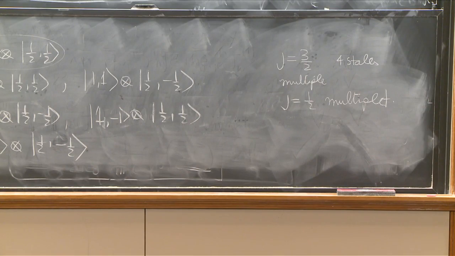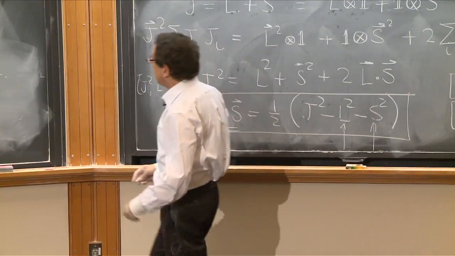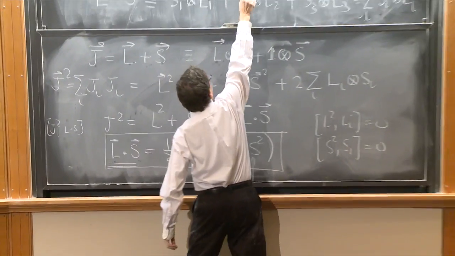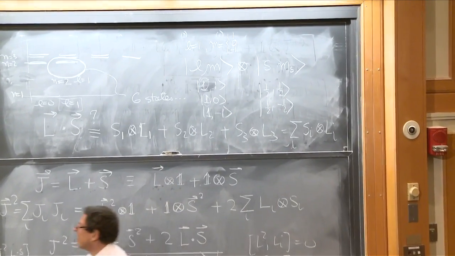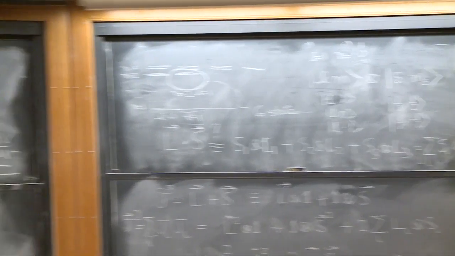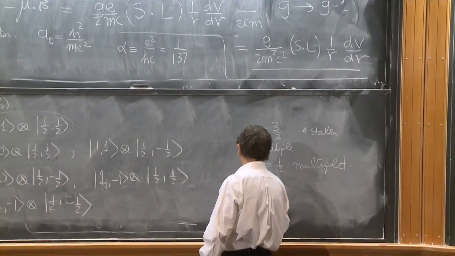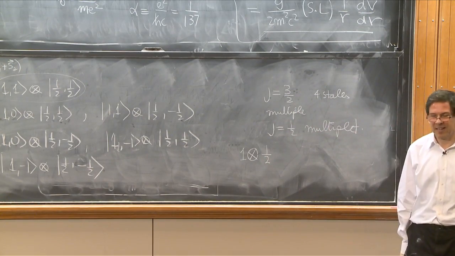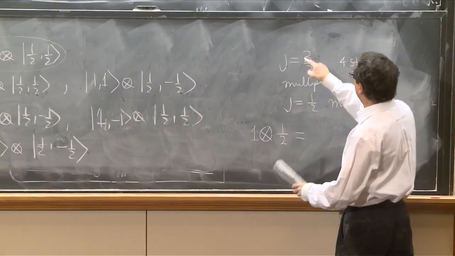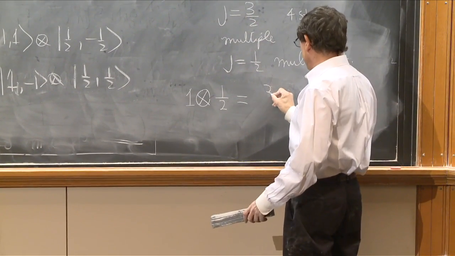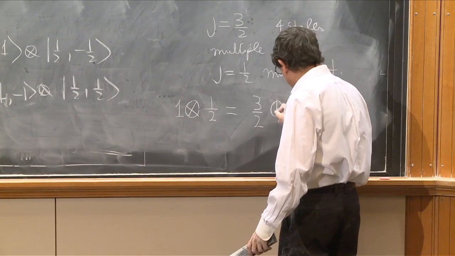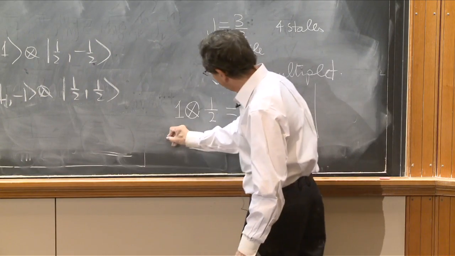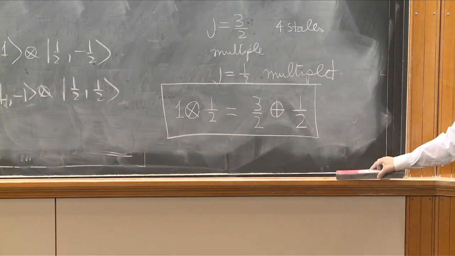So the whole tensor product of 6 states was the tensor product of a spin 1 with a spin 1/2. So we write it like this: the tensor product of a spin 1 with a spin 1/2 will give you a total spin 3/2 plus total spin 1/2. Funny formula.